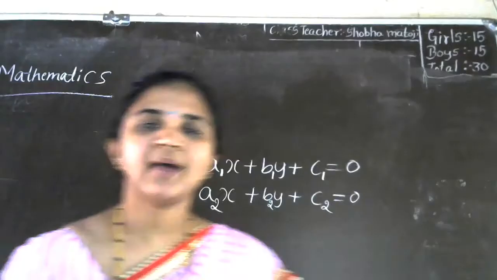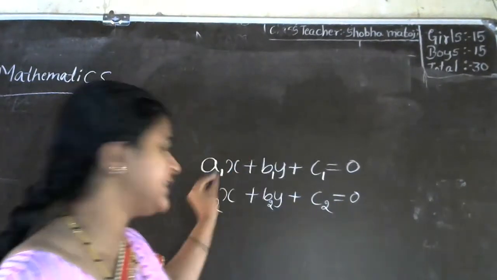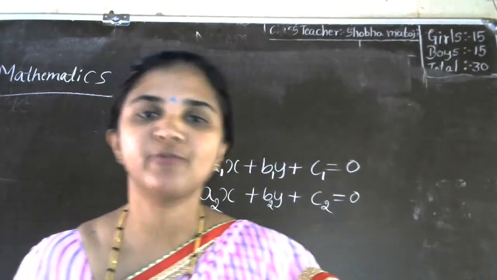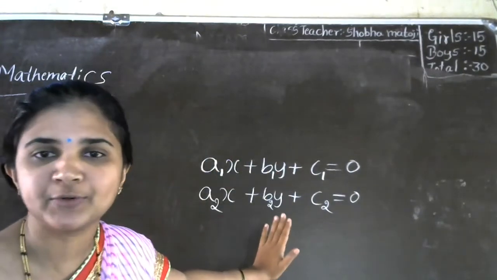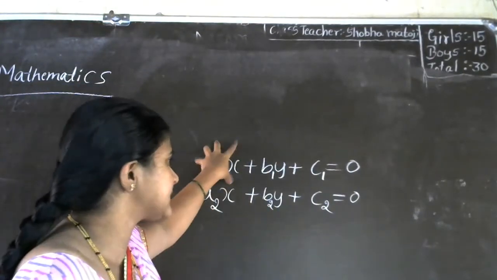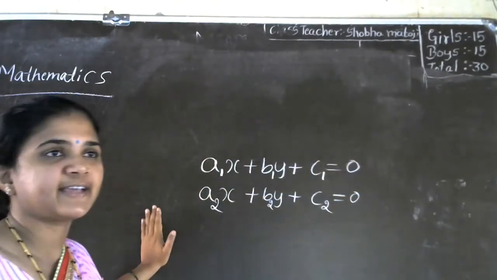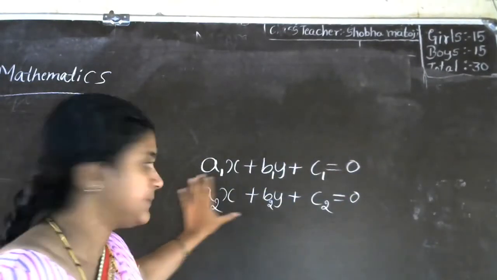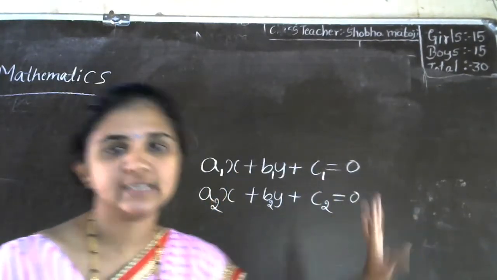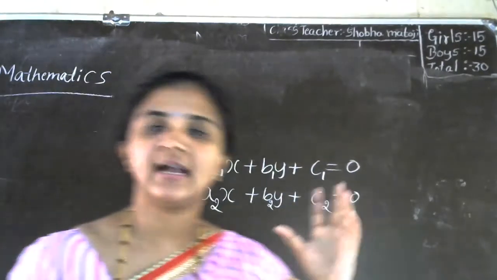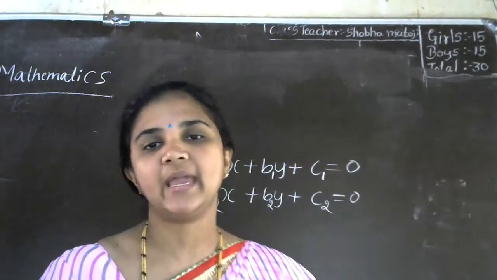Okay, so you have got the idea of the chapter name. Pair of linear equations in two variables. The standard form of a pair of linear equations in two variables is a1x + b1y + c1 = 0 and the second one is a2x + b2y + c2 = 0. This is the chapter name, pair of linear equations in two variables.